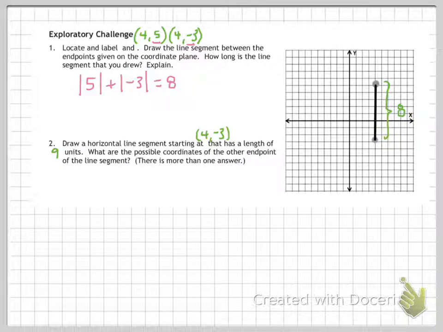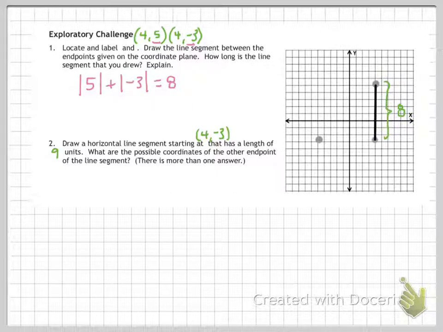Number 2, draw a horizontal line segment starting at 4, -3 that has a length of 9 units. And what are the possible other endpoints? Well, if I'm going to go 9 units, I can go in a lot of directions. I could go 9 units to the left. That would be 4 and 5 more. So there. I could go 9 units down.